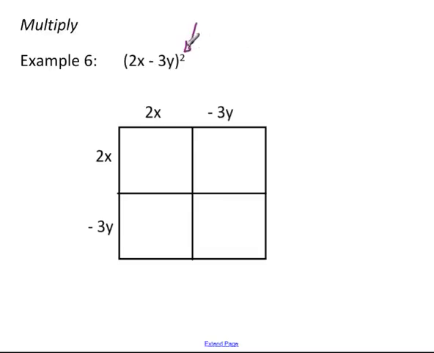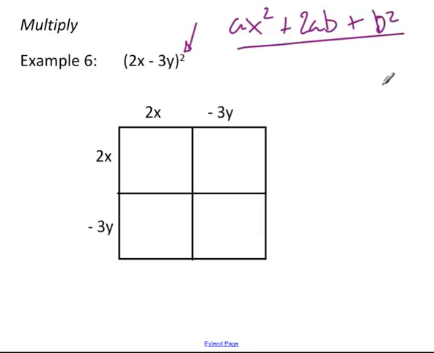This is our binomial squared problem. If you remember, there was a pattern to that. I think it was a squared plus 2ab plus, what was it, b squared? Something like that. If you remembered that and you can use that to get your answer, go for it. That's fantastic. You're a step ahead of everybody else.